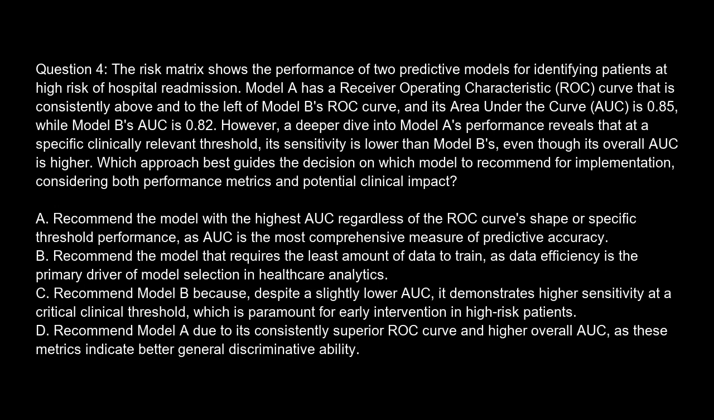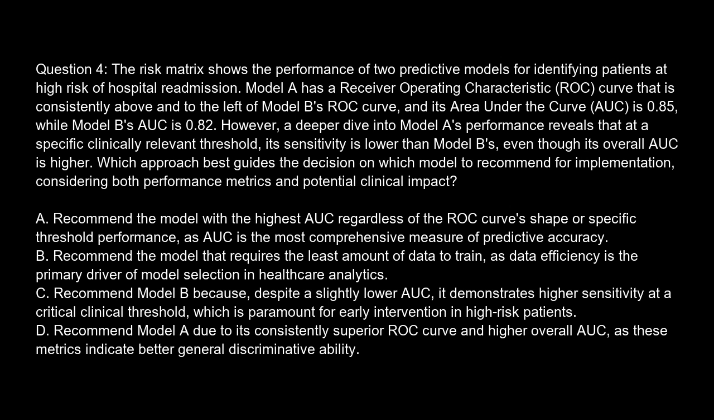The risk matrix shows the performance of two predictive models for identifying patients at high risk of hospital readmission. Model A has a receiver operating characteristic (ROC) curve that is consistently above and to the left of Model B's ROC curve, and its area under the curve (AUC) is 0.85, while Model B's AUC is 0.82. However, a deeper dive into Model A's performance reveals that at a specific clinically relevant threshold, its sensitivity is lower than Model B's, even though its overall AUC is higher.